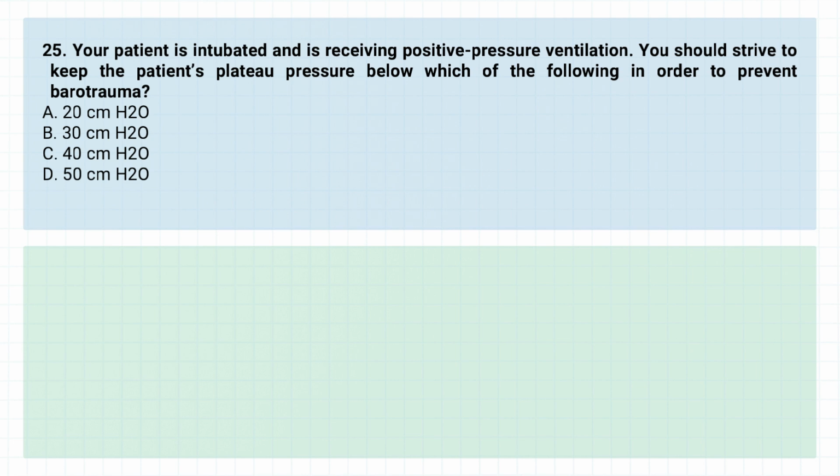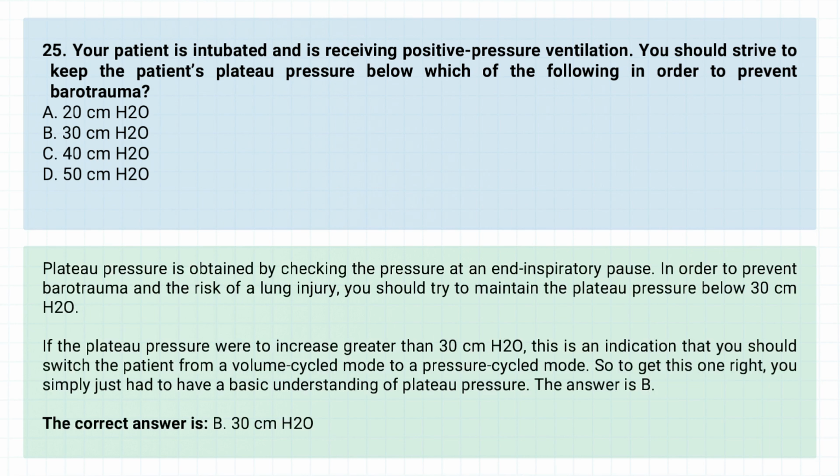Number 25. Your patient is intubated and is receiving positive pressure ventilation. You should strive to keep the patient's plateau pressure below which of the following in order to prevent barotrauma? A. 20 centimeters of water pressure. B. 30 centimeters of water pressure. C. 40 centimeters of water pressure. D. 50 centimeters of water pressure. The correct answer is B. 30 centimeters of water pressure.